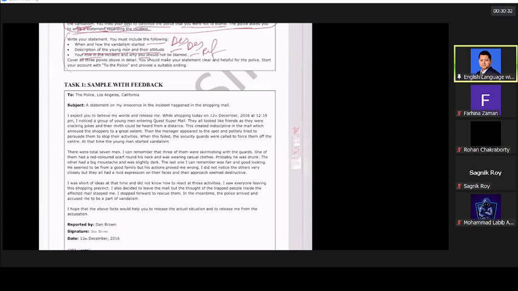Let's see the last 2 lines. Cover all 3 points above in detail. You should make your statement clear and helpful for the police. Start your account with to the police and provide a suitable ending. Okay, so to the police we are going to start.